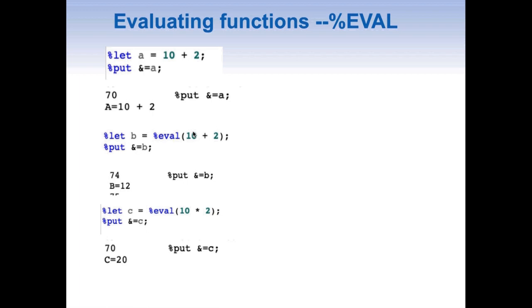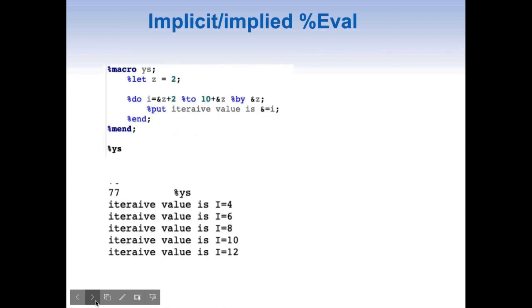Actually, there is one important point to remember: not every time do we have to use %eval, because some of the conversions happen automatically. Now let us look at an example for that, and this is known as implicit or implied %eval. I have discussed this in one of my earlier videos, and I will give the link in the description below. But let's also quickly try to understand what is meant by implied %eval.